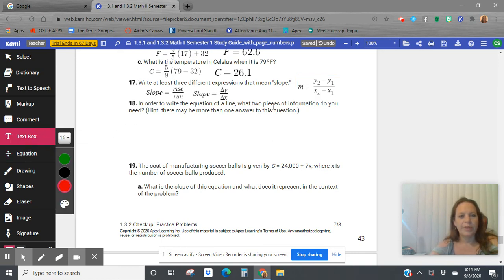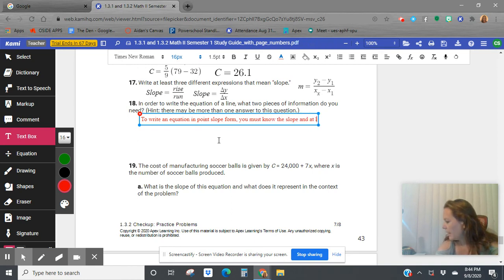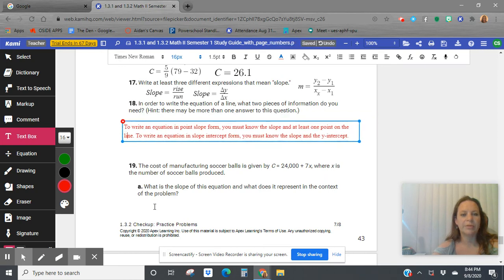All right, in order to write the equation of a line, what 2 pieces of information do you need? There may be more than one way to answer this. To write an equation in point slope form, you must know the slope and at least one point on the line. To write an equation in slope intercept form, you must know the slope and the y-intercept. You could have answered that in both ways there, and that would have been great.